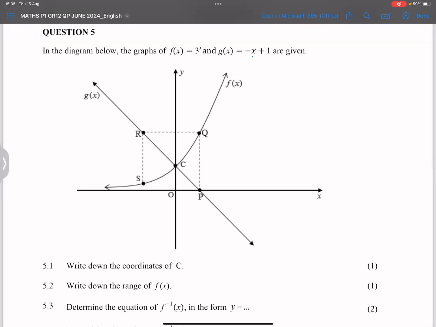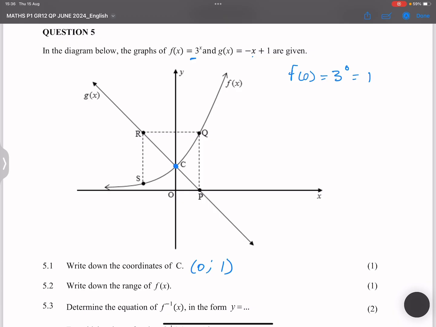And now on to question 5. So they say in the diagram below, the graphs of f of x, which is 3 exponent x, and g of x, which is minus x plus 1, are given. They say write down the coordinates of C. So remember, the exponential graph always passes through where x is equal to 0, y will be equal to 1. So that means f of 0 is 3 exponent 0, and 3 exponent 0 is 1. So the coordinates of C will be (0; 1).